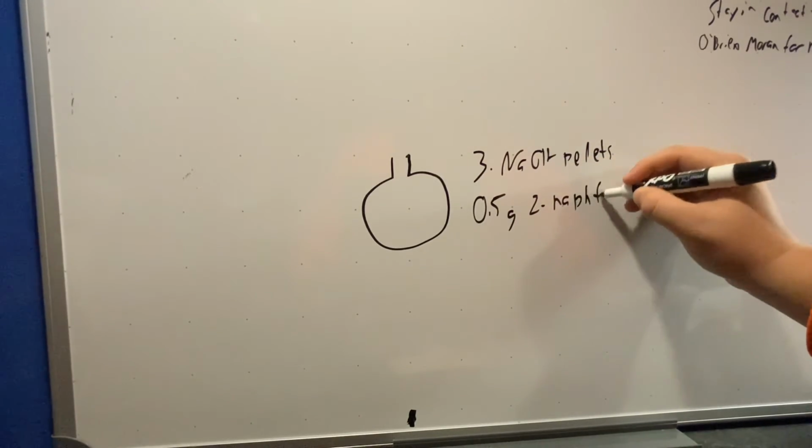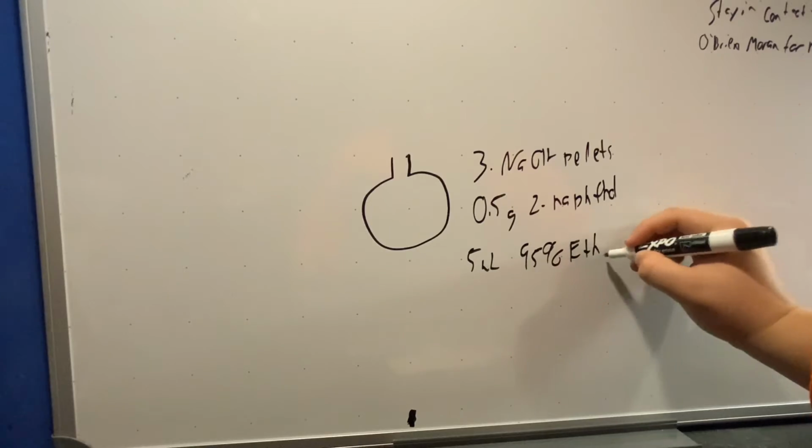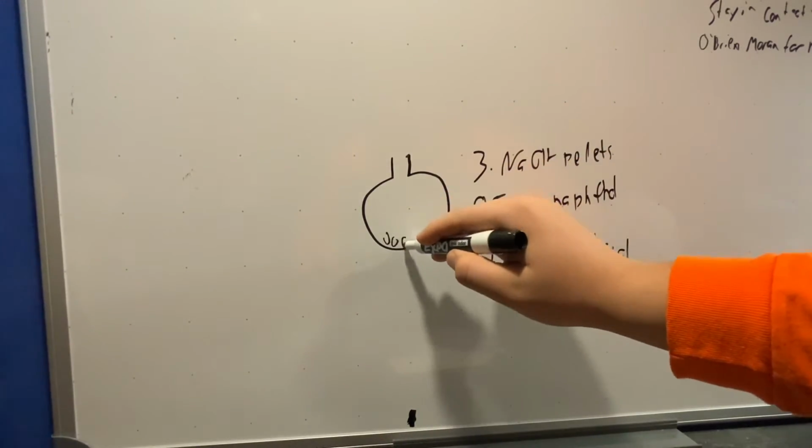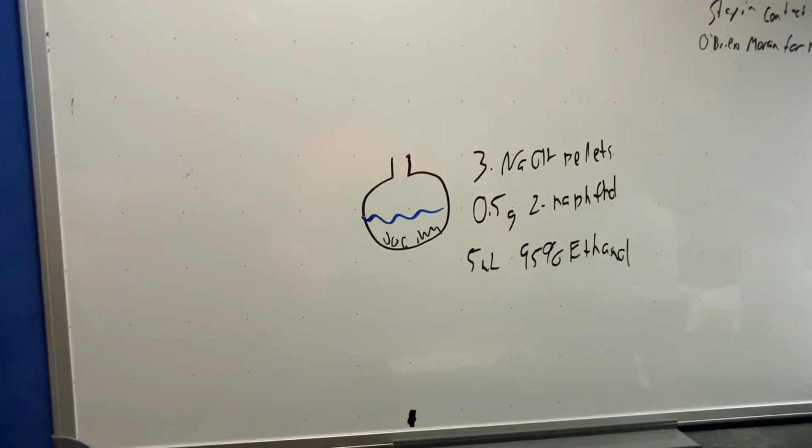The first step in the procedure of the Organic Synthesis Online Lab is to, in a reaction flask, add 3 pellets of NaOH, add 0.5 grams of 2-naphthol, and 5 milliliters of 95% ethanol. You will then attach a condenser to the top of the reaction flask and set up a reflux apparatus. You will put it on a hot plate, and boil until all the solids are dissolved.